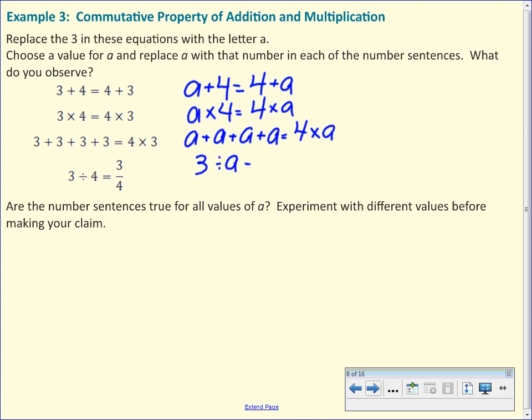A divided by 4 equals A divided by 4. It's a little confusing. So now let's see if we use any other letter for A. Will those statements work? Yes, they will. Okay? We can replace A with any number, and we know that they will all work.